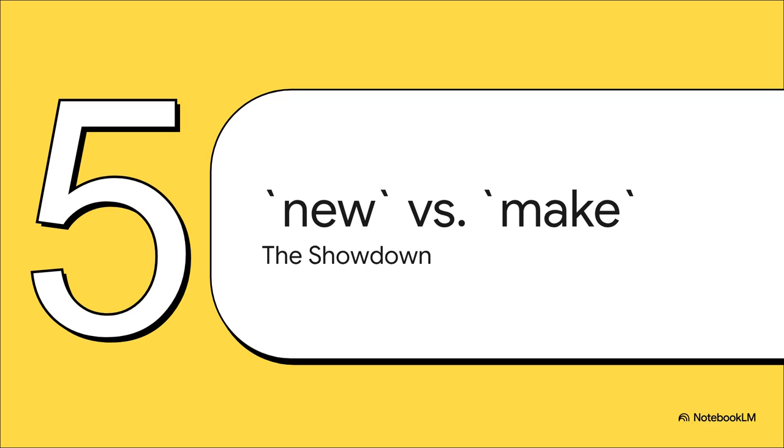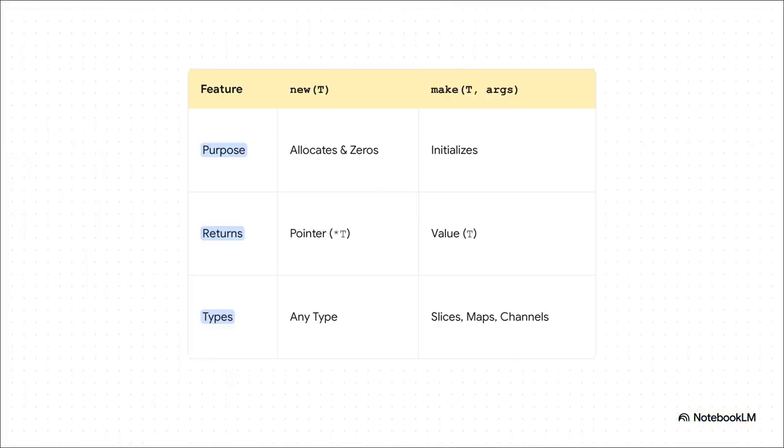Okay, we've met the contenders. Now it's time for the main event. Let's put new and make side by side to make the differences totally 100% crystal clear. Honestly, if you remember just one thing from this whole explainer, make it this table. New is the generalist. It works on any type, it just zeroes the memory, and it gives you back a pointer. Make is the specialist. It only works for slices, maps, and channels. It properly initializes them, and it gives you back the actual value ready to use.